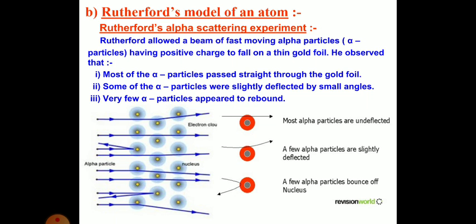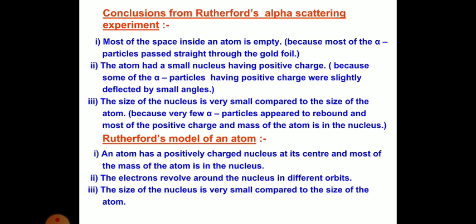And the third observation, according to his experiment, he made that a few alpha particles bounce off the nucleus, meaning they return back making large angles. So conclusions from Rutherford's alpha scattering experiment, we can say that most of the space inside an atom is empty. Why is it empty? Because most of the alpha particles passed straight through the gold foil. This is the reason behind it. So that is why we can say that most of the space inside an atom is empty.